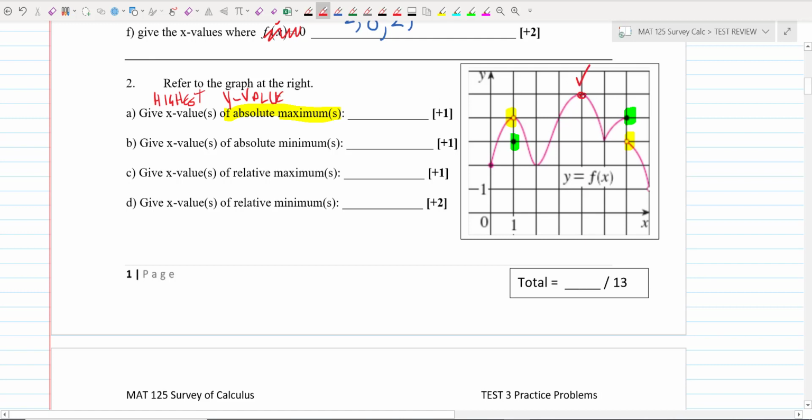Okay, so what we usually say is this y value, but I'm asking for the x value. I didn't write all these out, but the graph is going 2, 3, 4, 5, 6 like that. So it looks like that absolute max is going to occur at x equals 4.